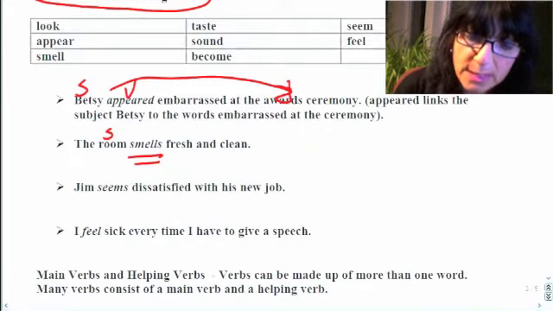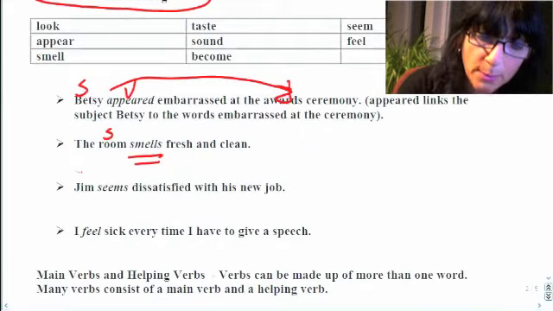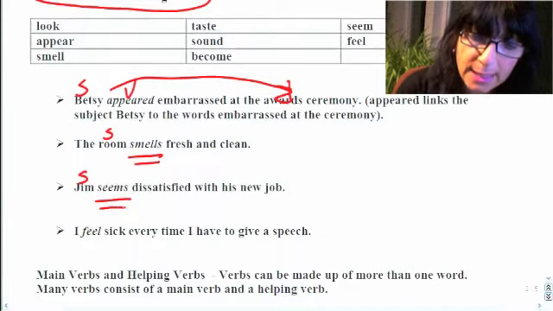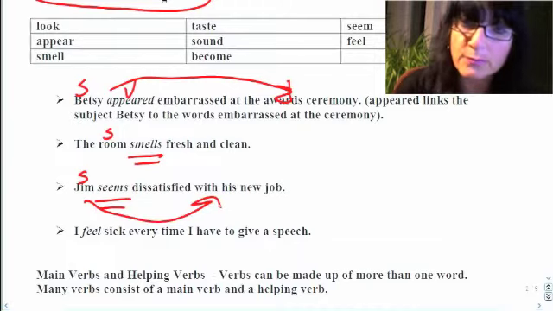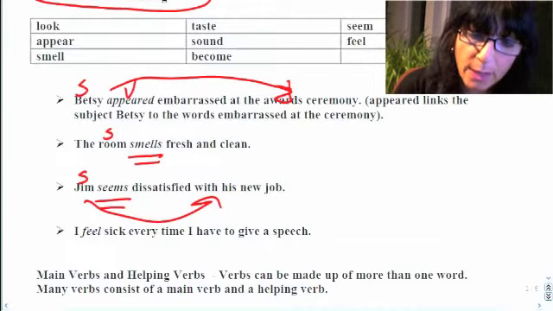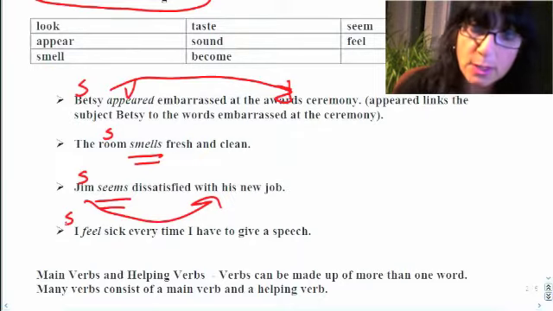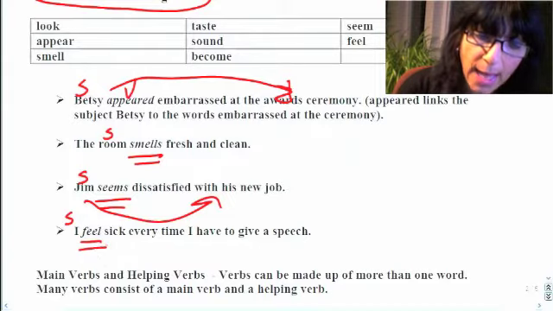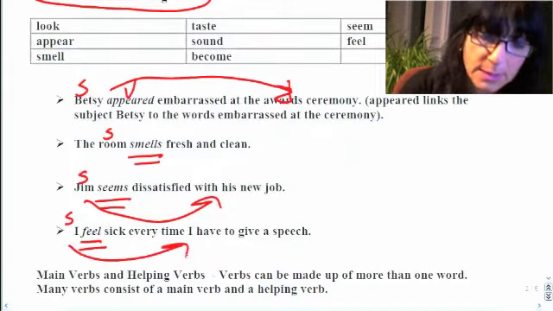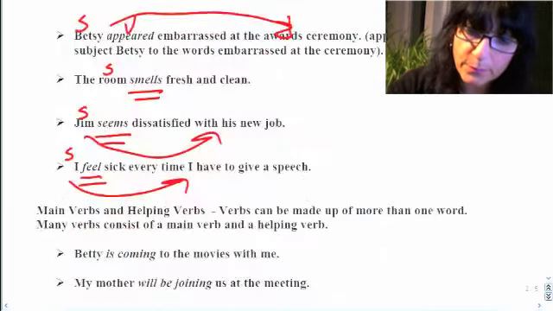The next one, Jim seems dissatisfied with his new job. Jim is the subject. The verb is seems. And again, it's linking the subject Jim to the fact that he's dissatisfied with his job. And the last one, I feel sick every time I have to give a speech. I would be the subject because it's all happening to I. Feel is the linking verb. And feel is linking the fact that I am sick when I have to give a speech.